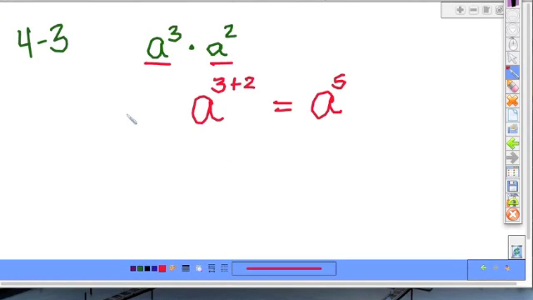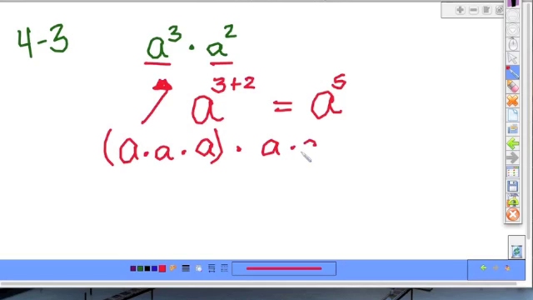If you wanted to write this out, it would look like a times a times a, all grouped together because that represents a to the 3rd power, times a times a. Well, since they are all the same, what you wind up doing is just adding them. I have 1, 2, 3, 4, 5 a's. So it's a to the 5th power. And that's all that means. You could write it all the way out so you can count them, or you can just remember to add the exponents.